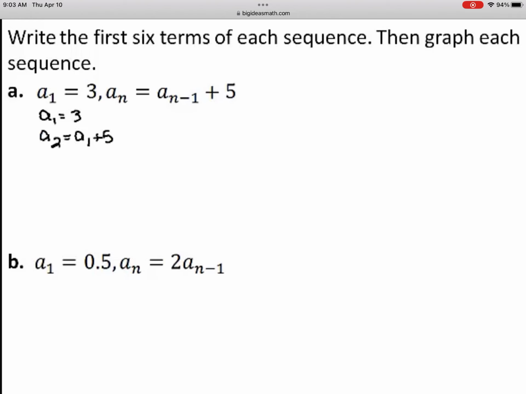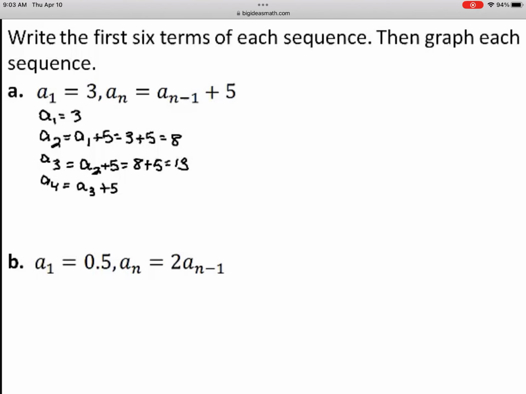A sub 2 equals a sub 1 plus 5. A sub 1 equals 3, and 3 plus 5 equals 8, so a sub 2 equals 8. A sub 3 equals a sub 2 plus 5. A sub 2 equals 8, and 8 plus 5 equals 13, so a sub 3 equals 13.